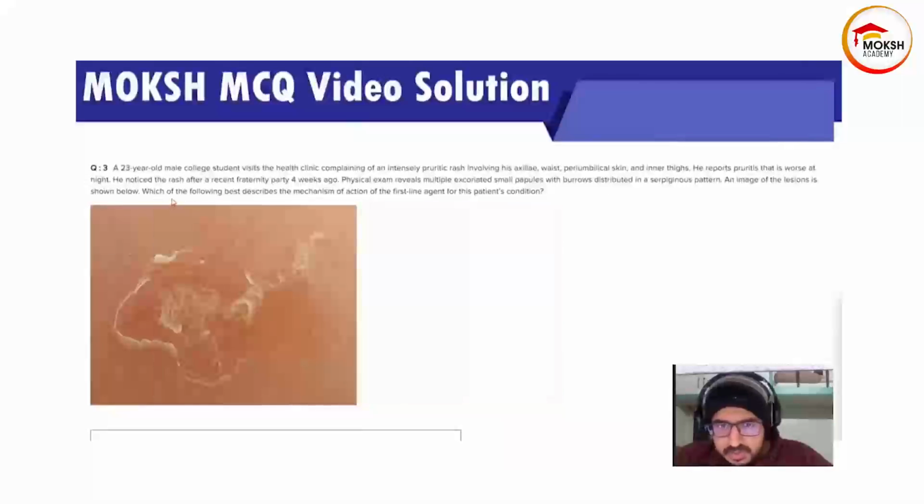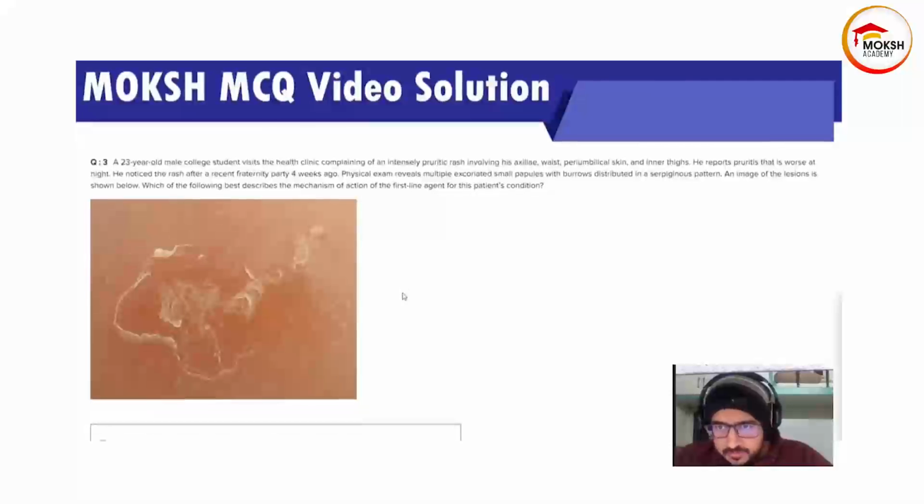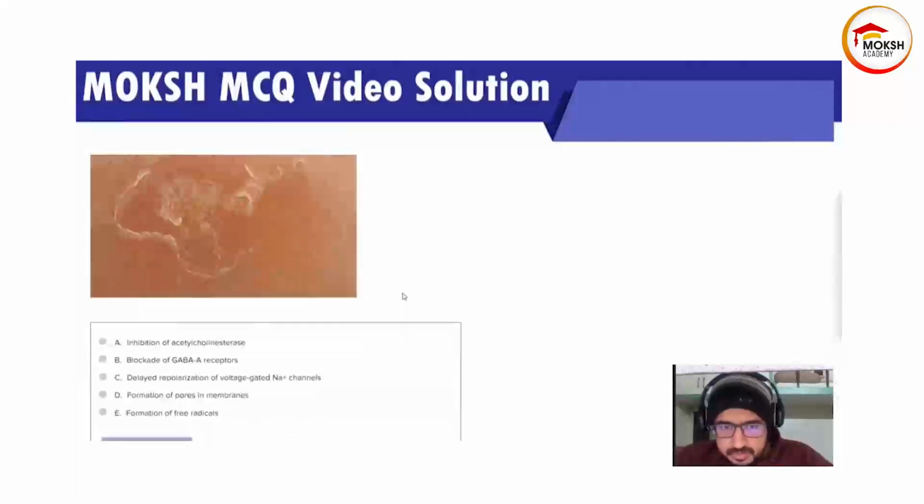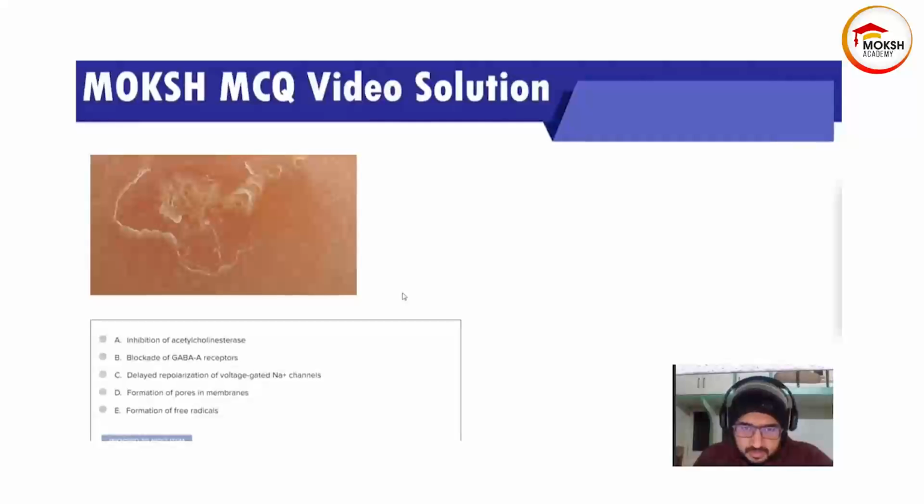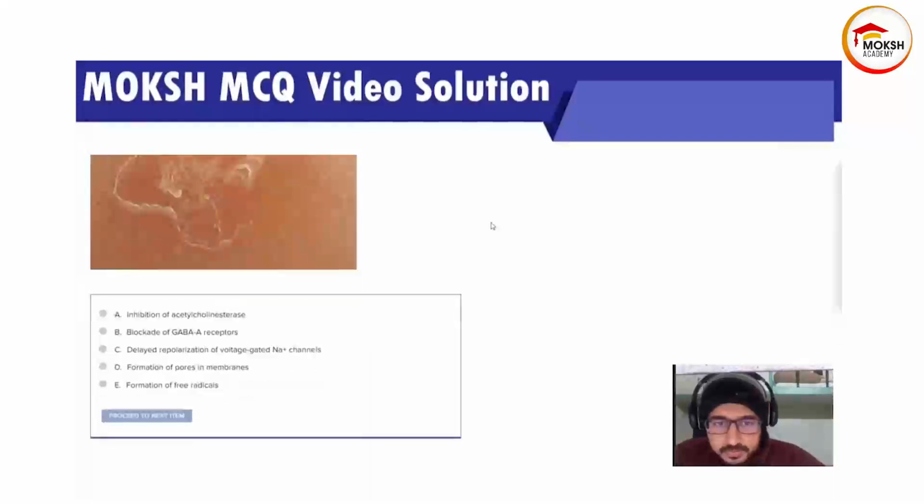An image of the lesion is shown below. Which of the following best describes the mechanism of action of the first line agent for this condition? Okay, this is your question, and these are your options. Option A, inhibition of acetylcholinesterase. Option B is blockade of GABA A receptors. C is delayed repolarization of voltage-gated sodium channels, and D is formation of pores in the membranes, and E is formation of free radicals. So we'll go to the majority answer.